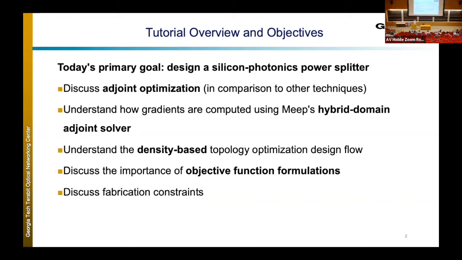And then I think the most important thing that hopefully we can gather from this talk is how flexible Meep's topology optimization package is and how easy it is to prototype different kinds of objective functions. Oftentimes, it's more important to formulate a proper objective function than to use a particular tool when designing these different devices. And so we'll spend a good time focusing on that as well. And of course, we'll briefly talk about fabrication constraints and how that applies to silicon photonics, okay?